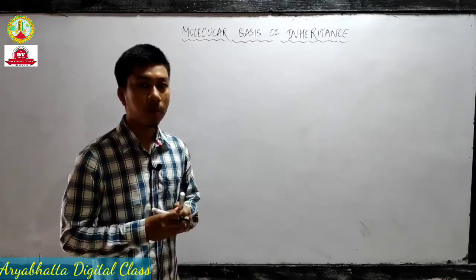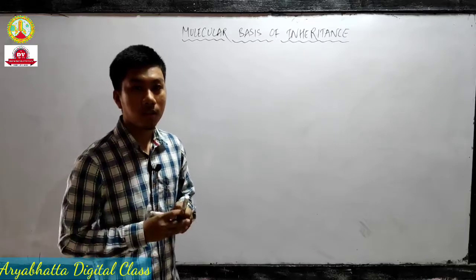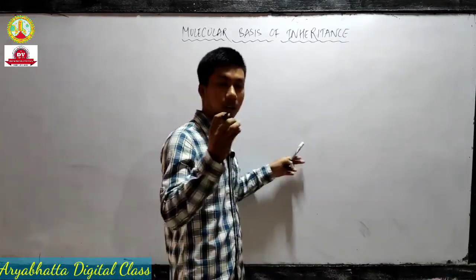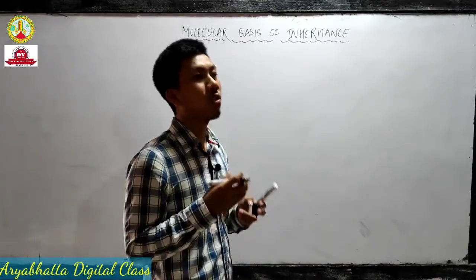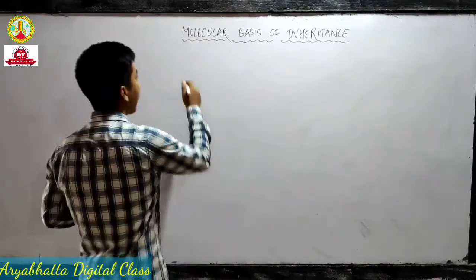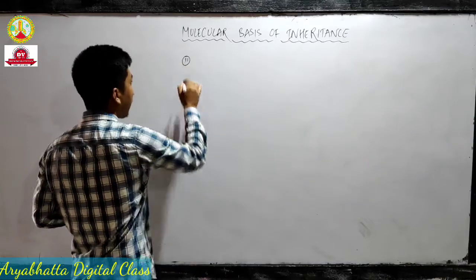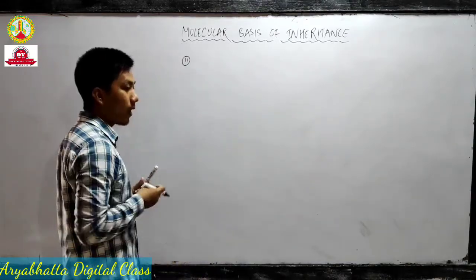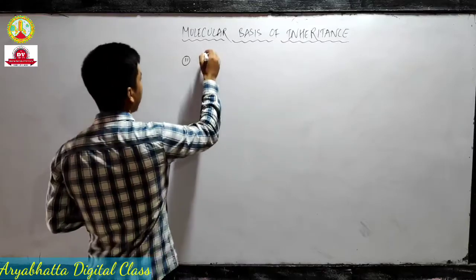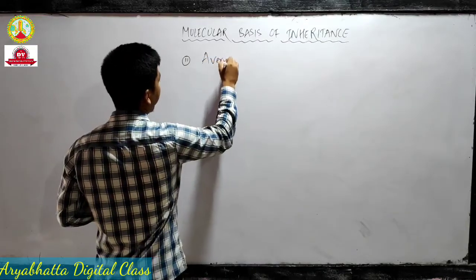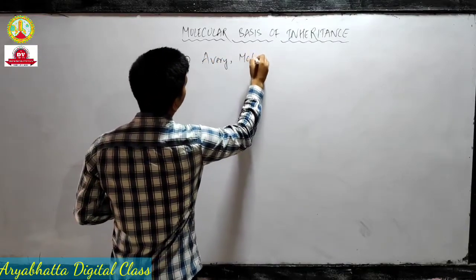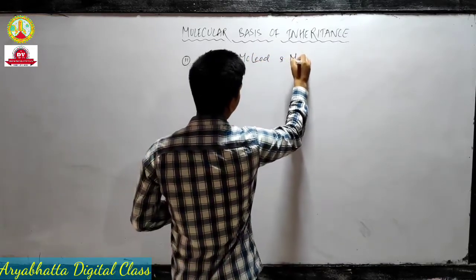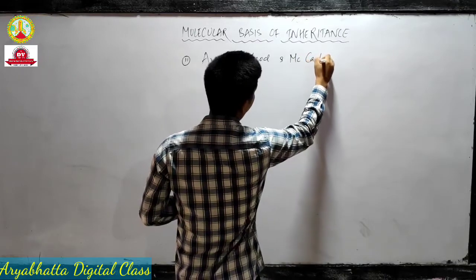Now the next experiment was performed by three scientists, continuing the Griffith experiment, but they used some additional thing. So today we're going to discuss the second experiment, which was performed by three scientists: Avery, MacLeod and McCarty.